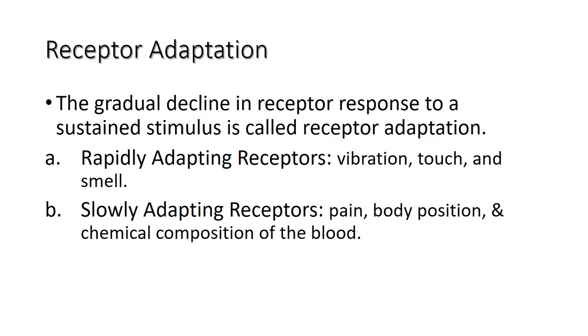Slowly adapting receptors, by contrast, adapt slowly and continue to trigger nerve impulses as long as the stimulus persists. They are also called tonic receptors. Slowly adapting receptors monitor stimuli associated with pain, body position, and chemical composition of the blood.